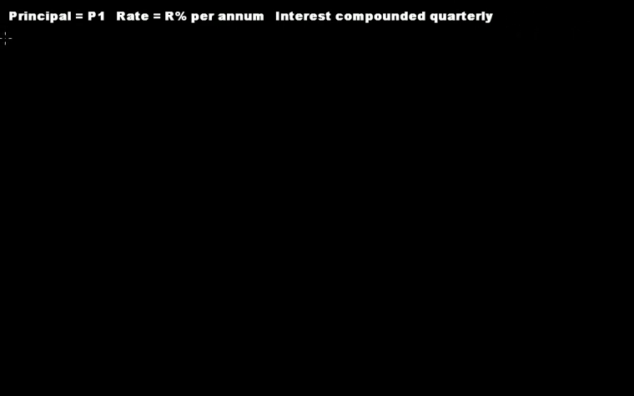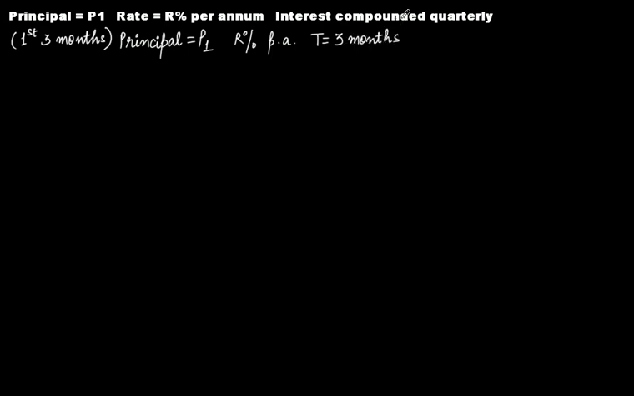Now, for the first 3 months, suppose you take some amount P1 from the bank. Principal will be P1, rate will be R% per annum, and the time period will be 3 months, and 3 months is equal to 1/4 year. Now tell me, if you calculate interest for this first period of 3 months, because it is quarterly, the simple interest in this case, let's denote it with SI1, that is simple interest 1.